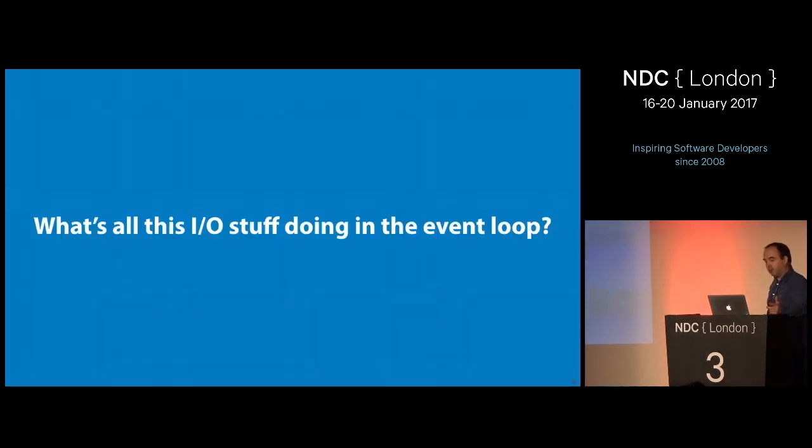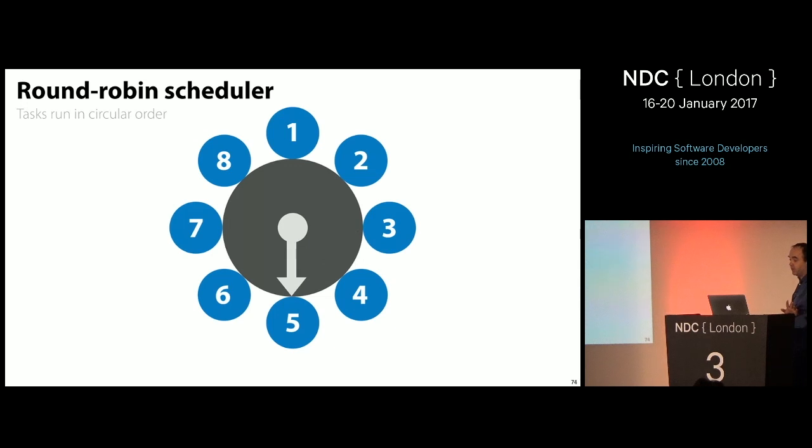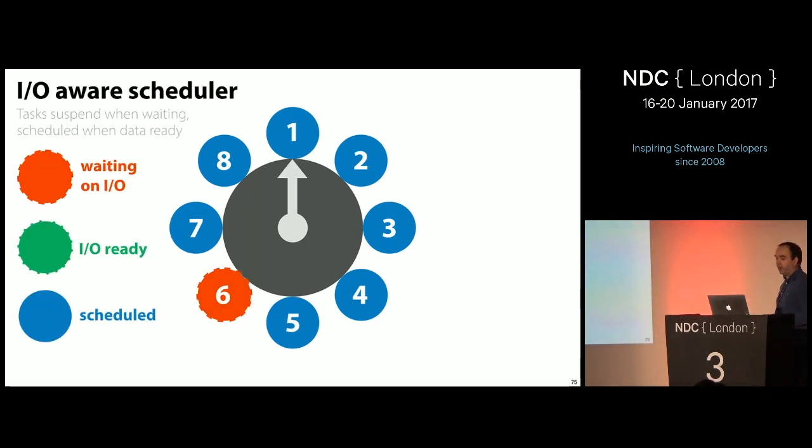So what is all this I/O stuff doing in the event loop? Why do we need it in there? Well, it is called asyncio, which is the hint, but why does it need to be in the event loop? So let's, in the last 10 minutes here, just put some I/O into asyncio. I earlier built a very simple round-robin scheduler that just ran each task in turn. The secret sauce in asyncio is that it can schedule tasks on the basis of the availability or readiness of I/O. So the I/O-aware scheduler used in asyncio is a bit smarter.